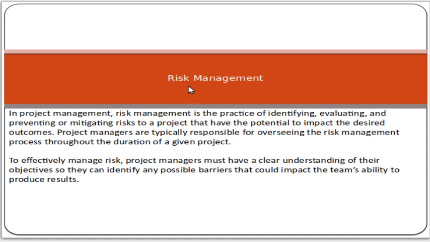So basically, whenever we talk about risk, we are referring to a condition in a project which we are not sure whether it will happen or not happen. It may happen positively, it may happen negatively. If it happens positively, it will have a positive impact. If it happens negatively, it will have a negative impact on the project. So what is risk? Risk is an uncertain condition for which you are not sure whether it will happen or not happen.